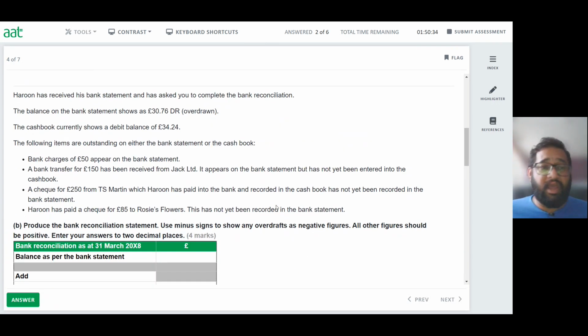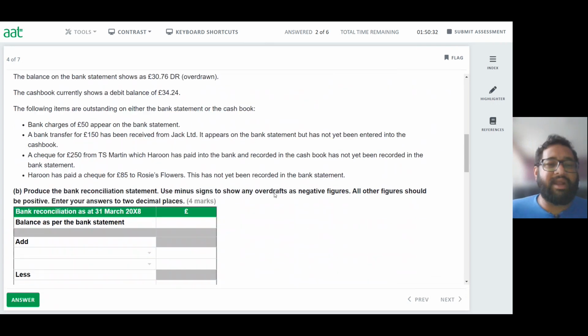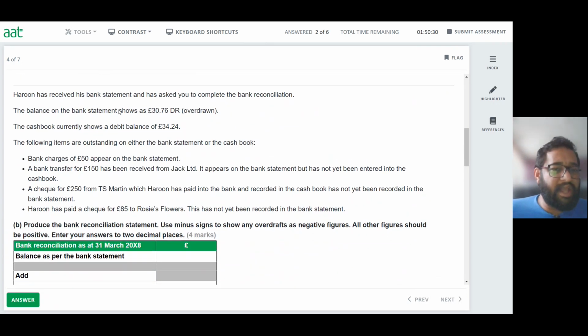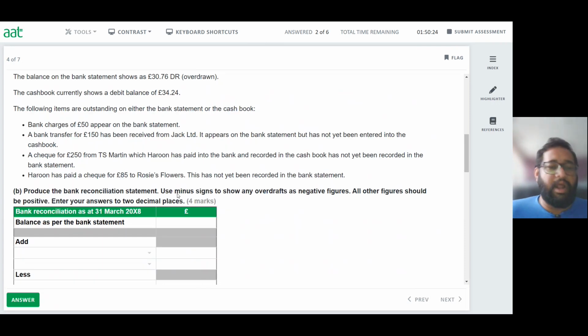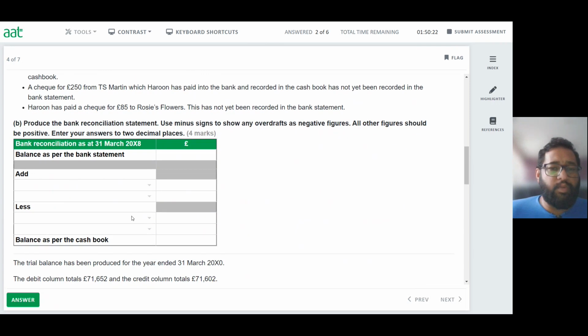So now let's see here. The next question is about a bank reconciliation. They're giving you a bank statement value and a cash book value. And there are 4 scenarios, 4 items, which will allow you to find the amount we're looking for here. They're saying here, produce the bank reconciliation statement, use minus signs to show any overdraft or negative figures, and all other figures should be positive.